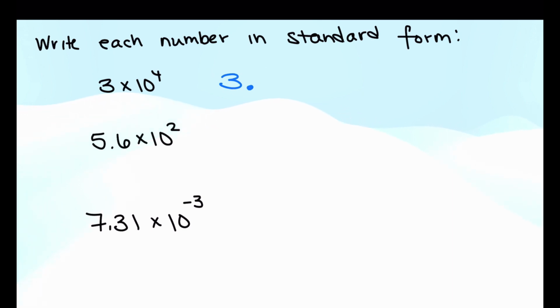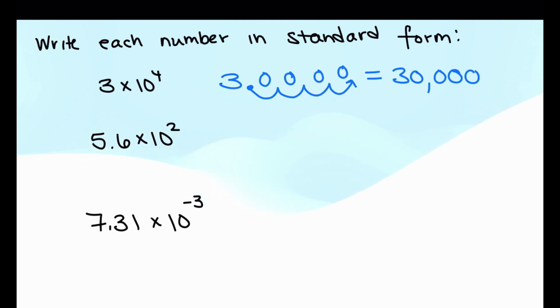We've got 3 times 10 to the fourth. This 10 to the fourth here is going to take the decimal and move it to the right 4 places. So the decimal is located after the 3. We move it to the right 1, 2, 3, 4 places and fill those places in with zeros. And that gives me my answer of 30,000. So the power of 10 really just tells you how much to move the decimal.